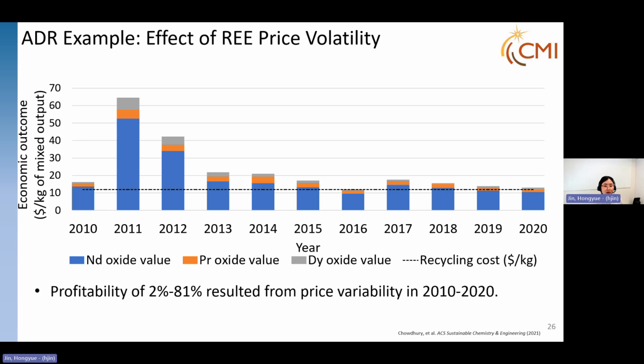And then we looked into the uncertainties of the product. As rare earth price fluctuates over time, we see the potential revenue if we apply the ADR technology over different years' pricing of rare earth elements. This bar chart shows the revenue, and this dashed line is the cost. So it could be profitable in the past 10 years of rare earth prices, with profitability ranging from 2% to 81%.